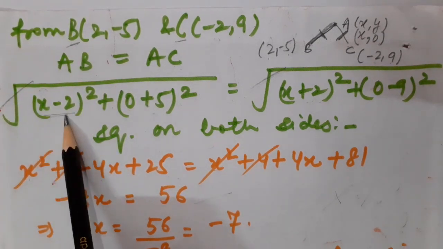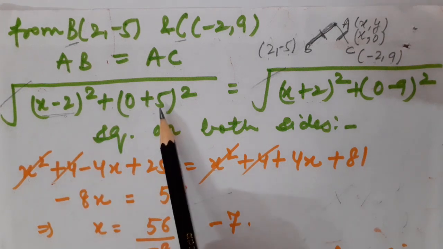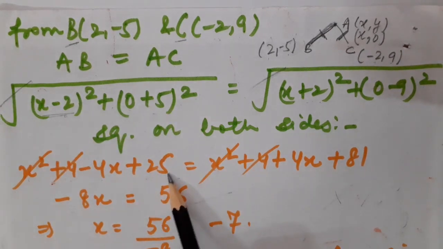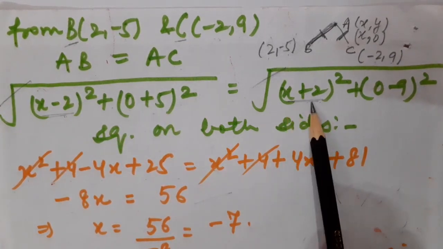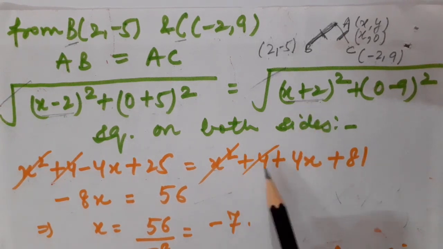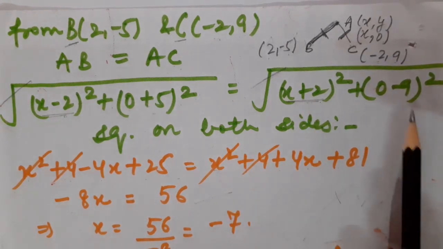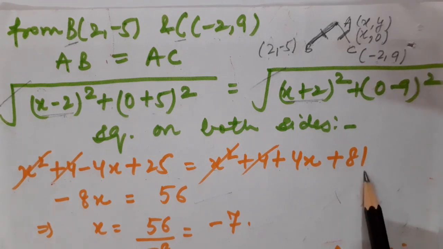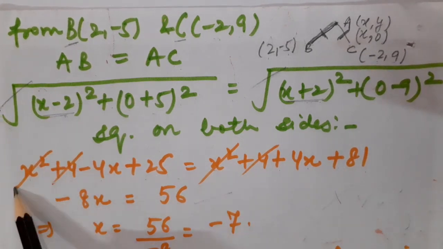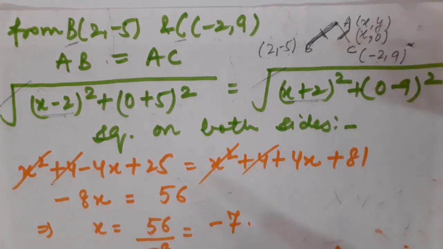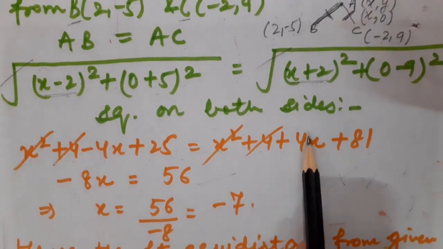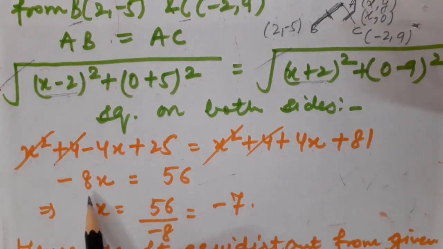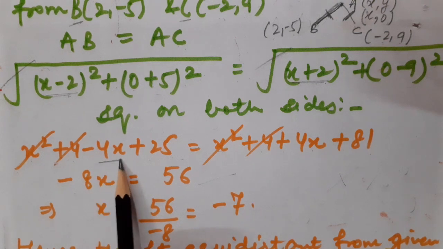While opening this identity of (a minus b) whole square, this is 5 square, that is 25, is equal to, apply (a plus b) whole square, that is x square plus 4 plus 4x, plus minus 9 square means plus 81. Okay. x square and 4 are going to be cancelled. Now, when this plus 4x goes on the left hand side, it becomes minus 4x. And one more minus 4x is present over here.